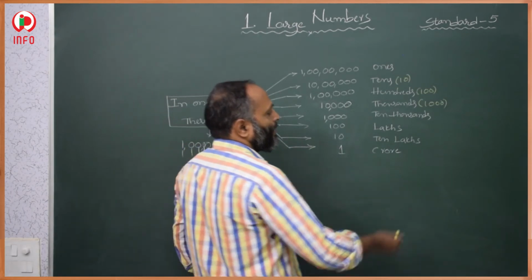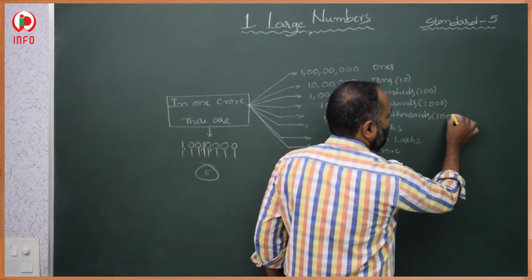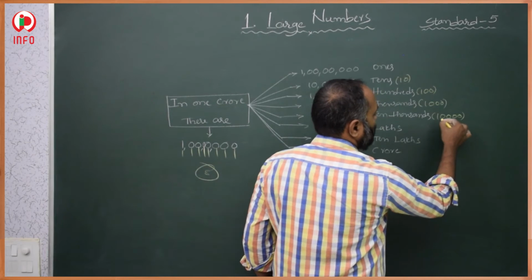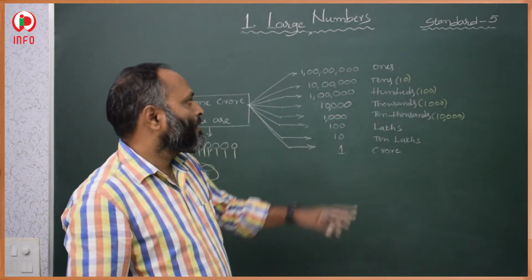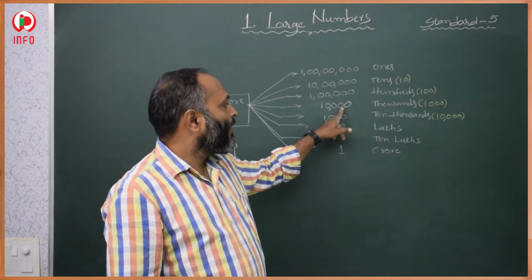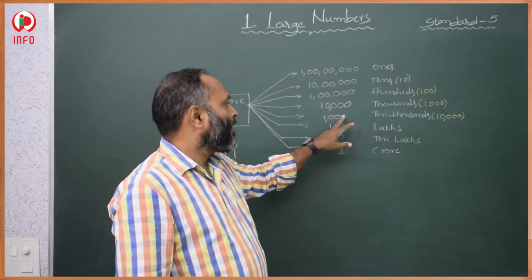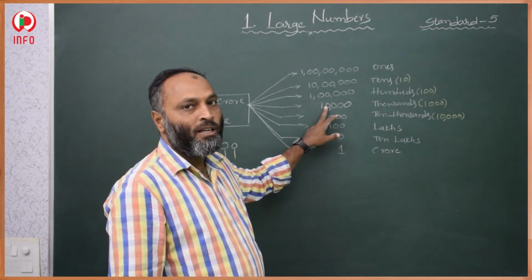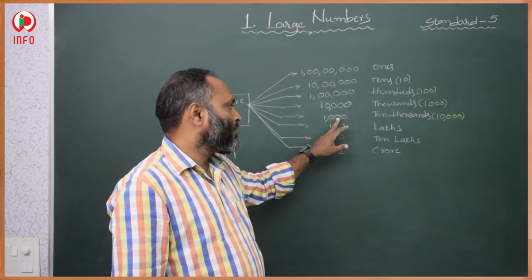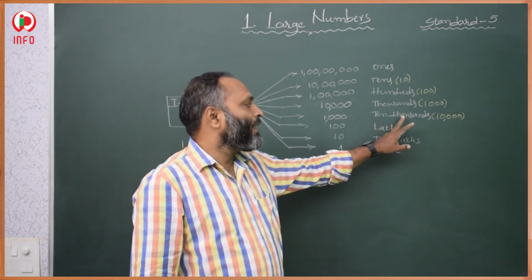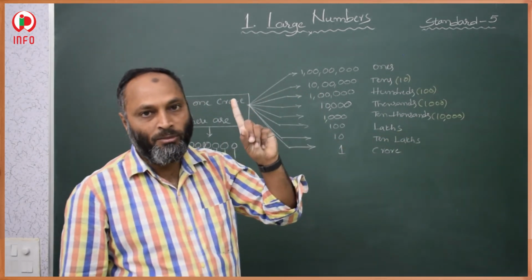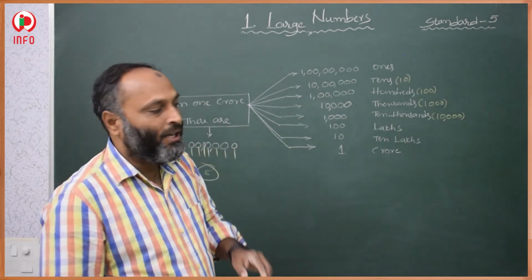Similarly for 10,000: in 10,000 we have already 4 zeros. So we have to decrease 4 zeros. Already in 1000, 3 zeros were there, and from that we have to decrease one more zero. Then here 1, 2, 3 zeros are there. So this many 10,000s there are in 1 crore.